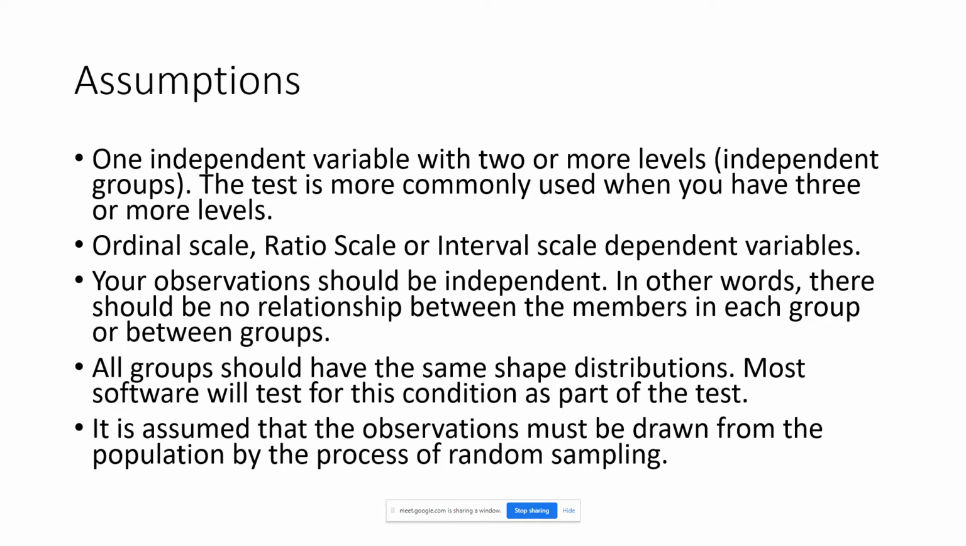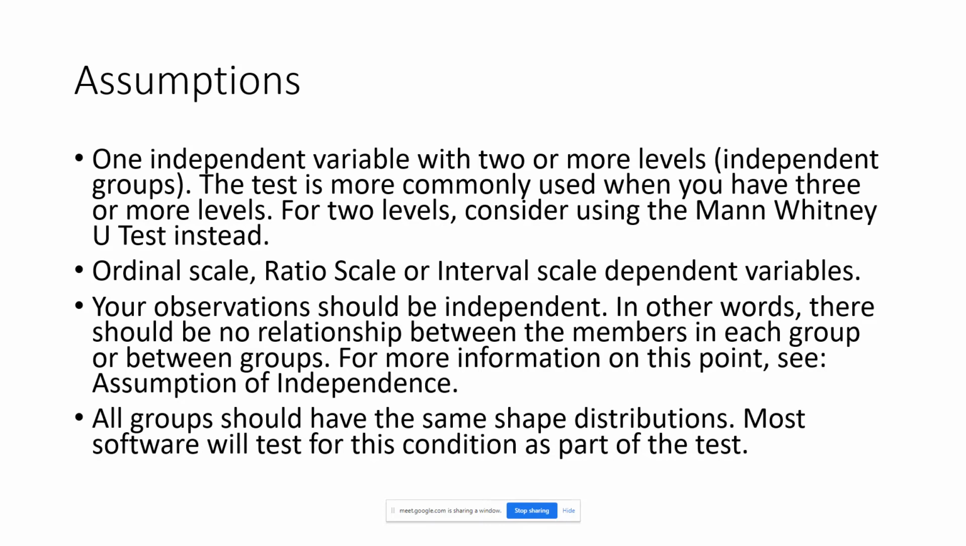Then you have that your observations should be independent. In other words, there should be no relationship between the members in each group or between groups. It is assumed that the distribution should not necessarily be normal, and the variances should not necessarily be equal. So all groups should have the same shape distribution. Most software will test for this condition as part of the test. And lastly, it is assumed that the observations must be drawn from the population by the process of random sampling.